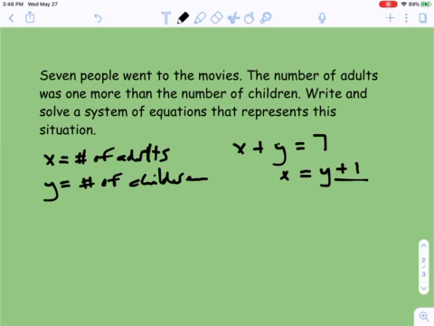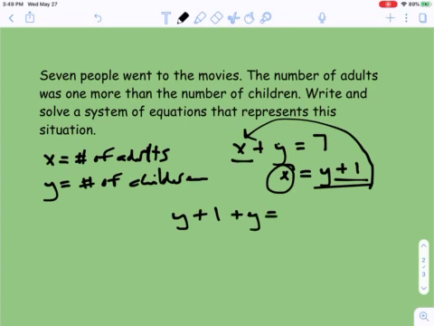So I know that x is equal to y plus 1, and that is not in slope-intercept form, but it is in a form that's close to it where we have one variable solved for already, which is what we need. So we're going to take this y plus 1 and put it in this equation for x. Wherever you see x, we're going to put y plus 1. So that's this part right here. And then write the rest of the equation out as it is, plus y equals 7. So y plus 1 plus y equals 7. You get 2y because these get added together, plus 1 equals 7.